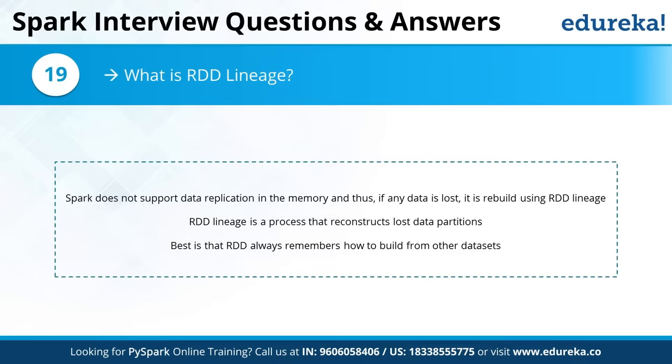And it knows how to regenerate that data, or how to get that resultant data, using the concept of RDD lineage. So from which data source it got generated, what was its prior step? So the complete lineage will be available, and it's maintained by the Spark framework internally. We call that RDD lineage.